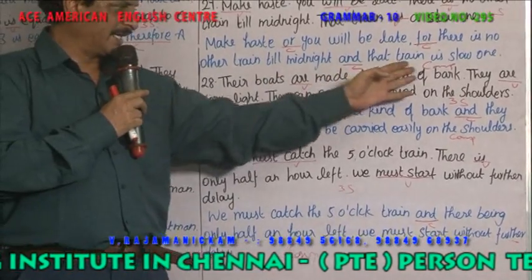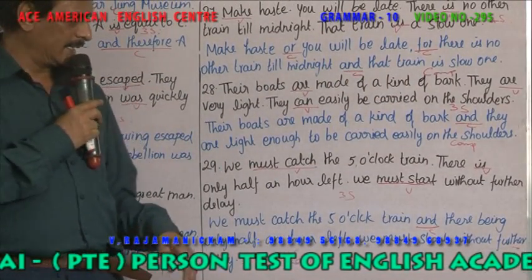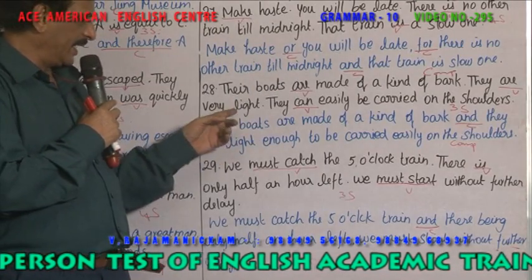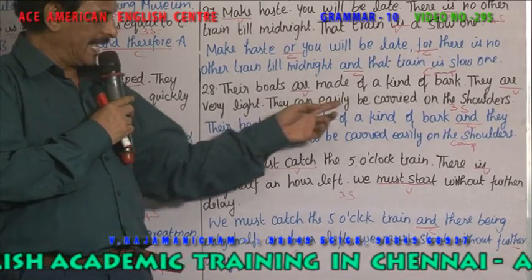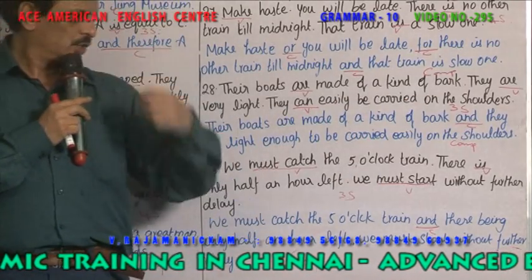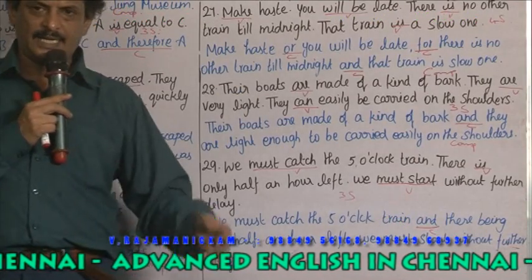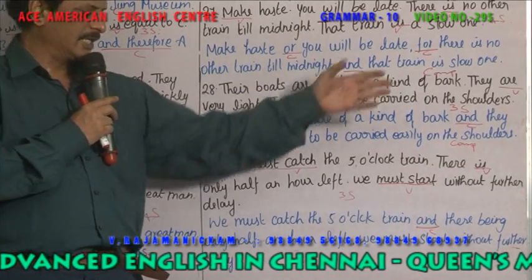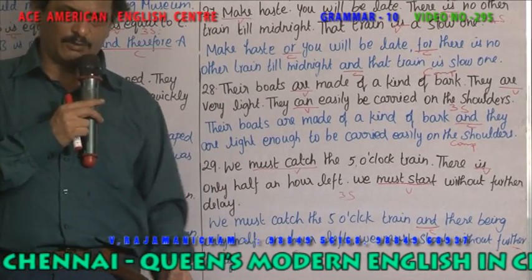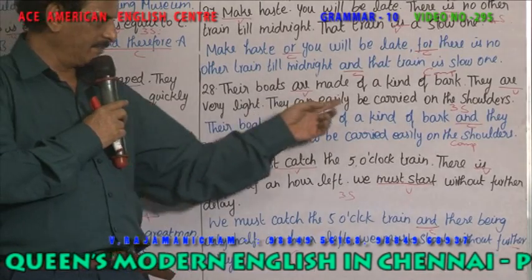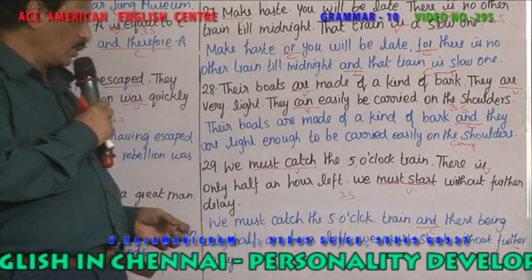Their boats are made of a kind of bark. They are very light. They can easily be carried on the shoulders. The boats are made of the bark of trees, they are very light, and we can carry them on the shoulders.